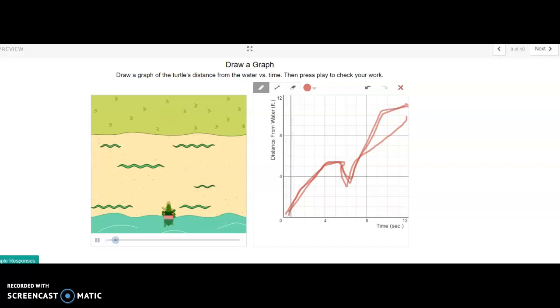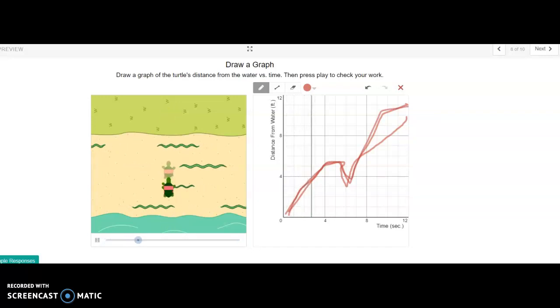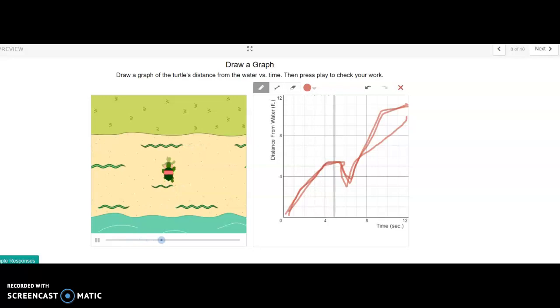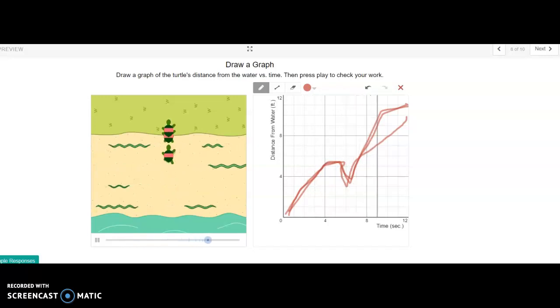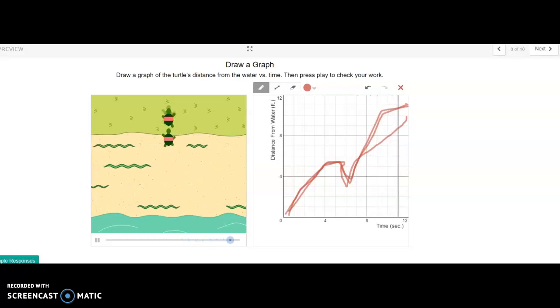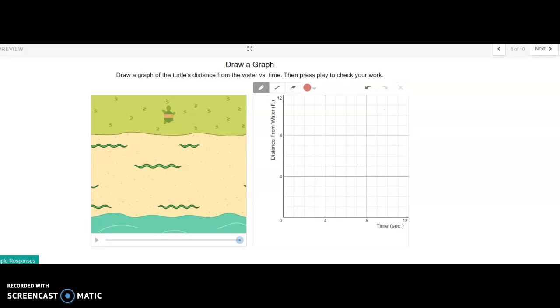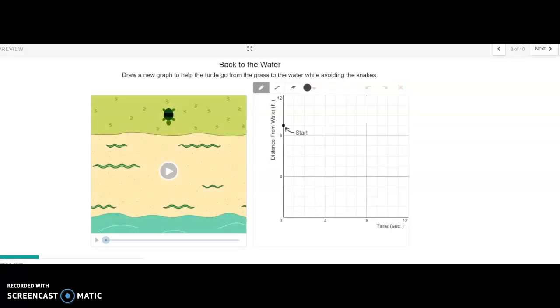I can push play. See, here's my turtle on top of the turtle that's supposed to happen. Back up a little. Whoa, I just ran into the snake. I did 3 different lines, which is why there's 3 different turtles. I can erase it and do it again. Do that as many times as you need to make it as accurate as possible.